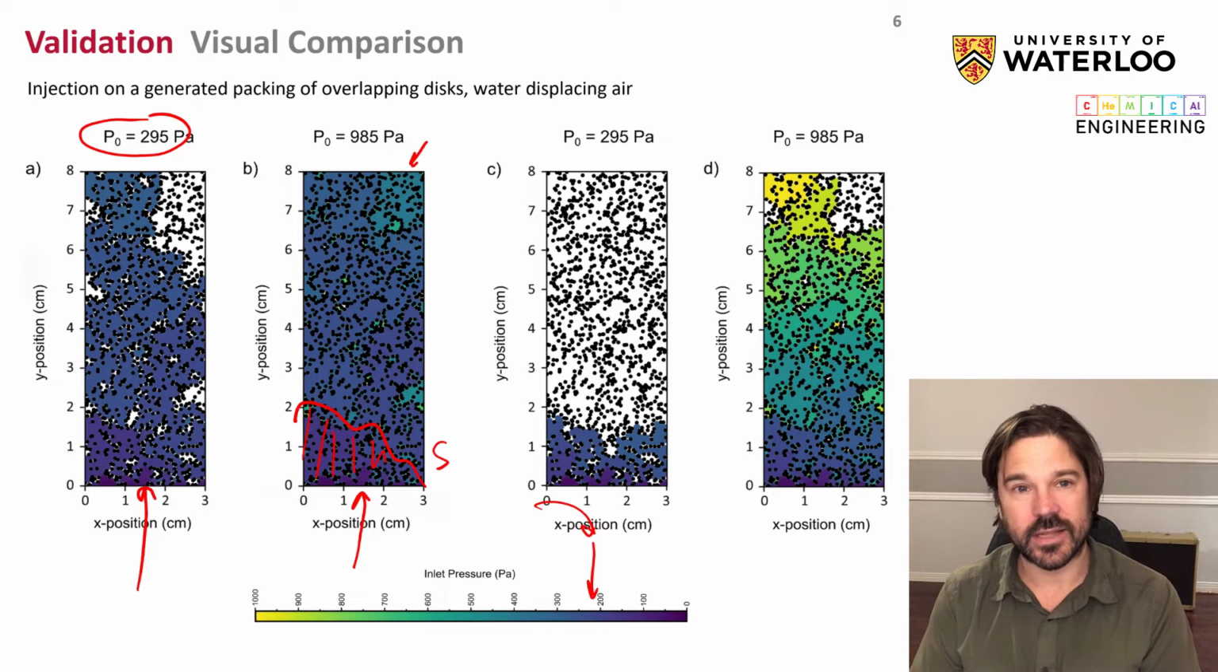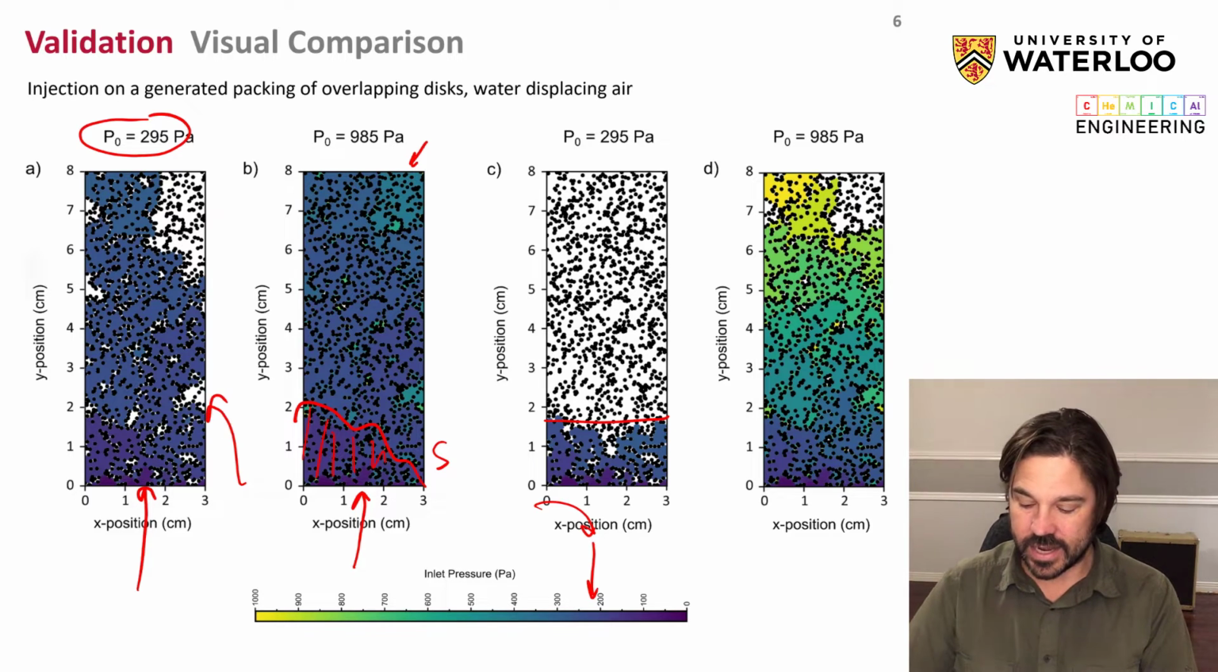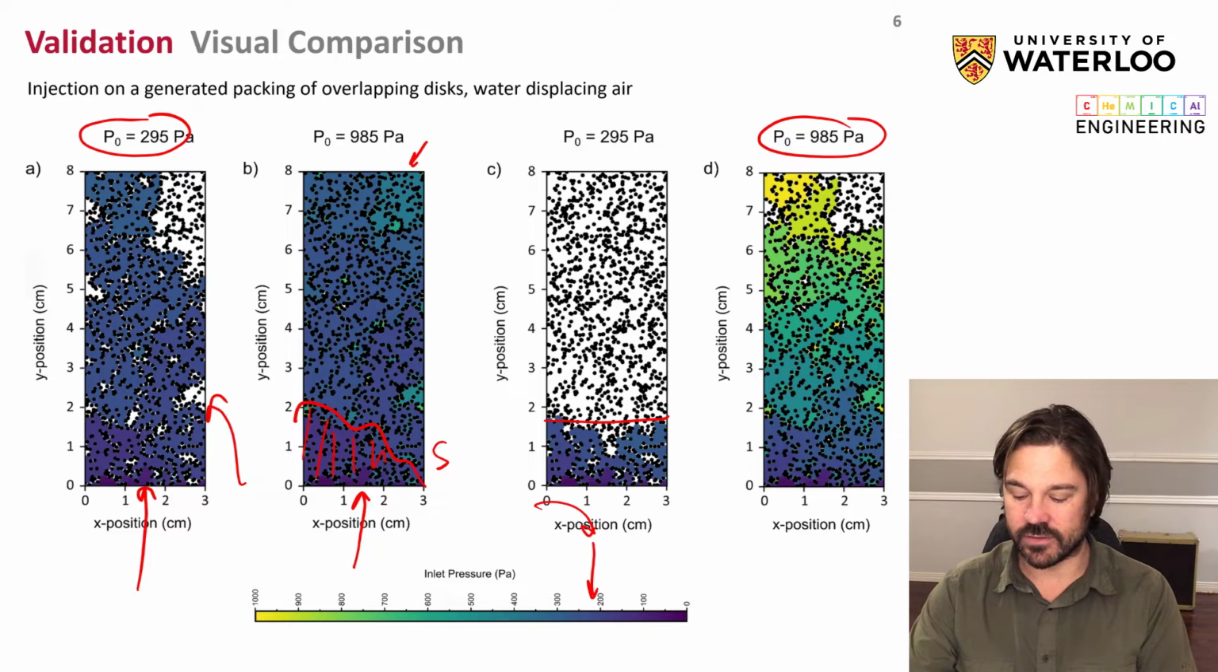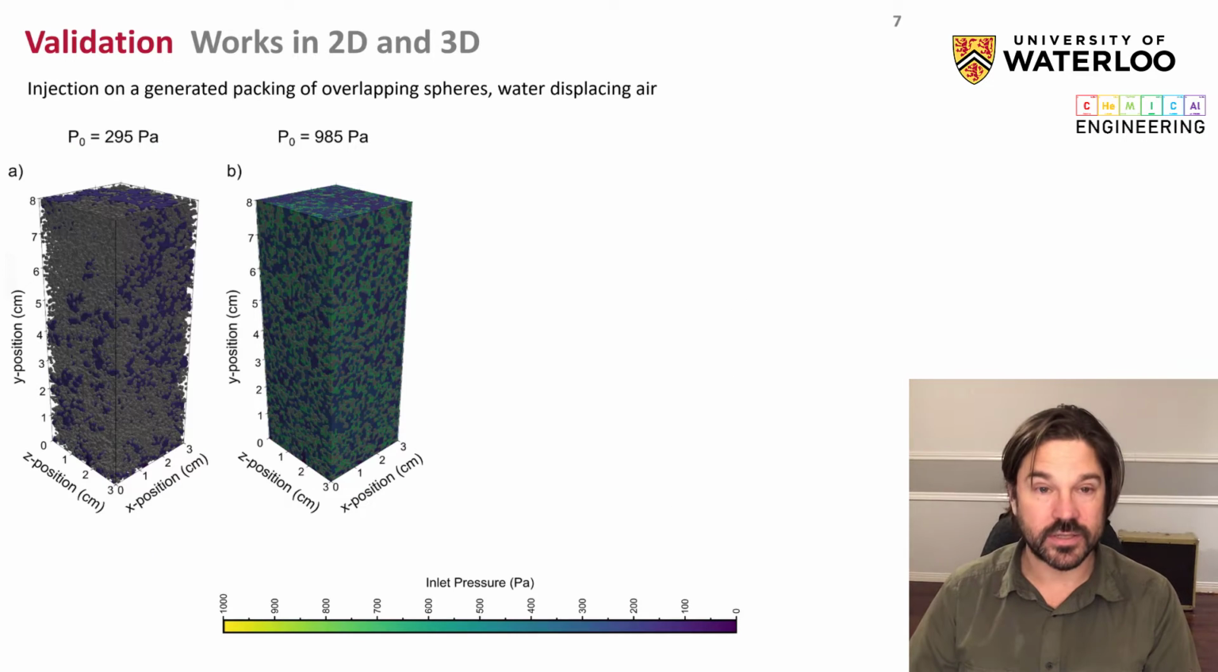Here's the same simulation, everything equal, but with gravity included. You can see the invasion front is very compact compared to this case over here on the left. And at this applied pressure of almost 1,000 pascals, there are still regions that are not invaded compared to the non-gravity case. Same thing in 3D, of course. This process works in 2D and in 3D.